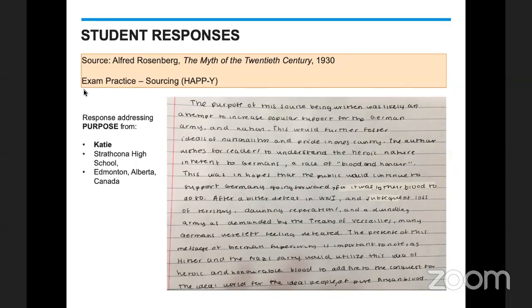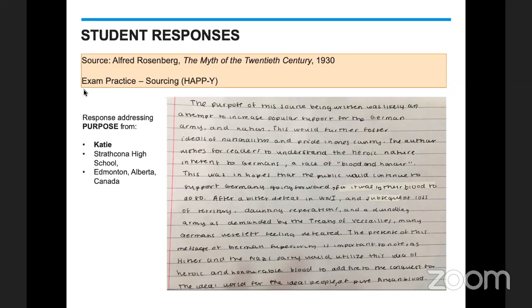The response begins: the purpose of the source being written was likely an attempt to increase popular support for the German army and nation. This would further foster ideals of nationalism and pride in one's country. The author urges readers to understand the heroic nature inherent to Germans, a race of blood and honor. This was in hopes that the public would continue to support Germany going forward.